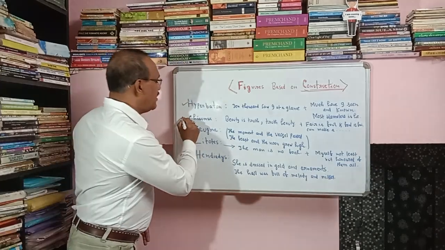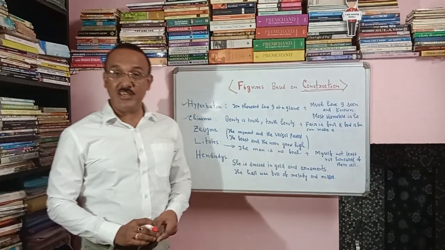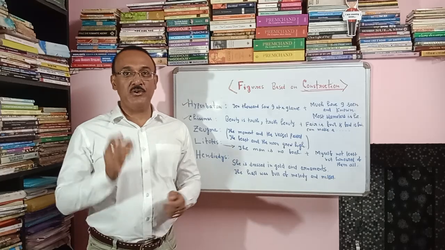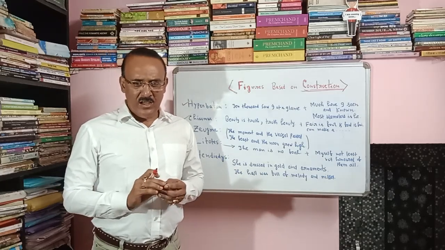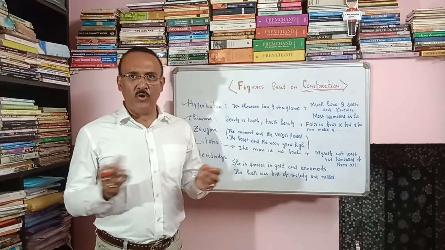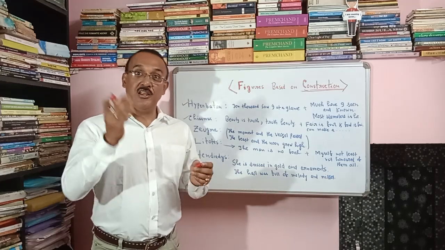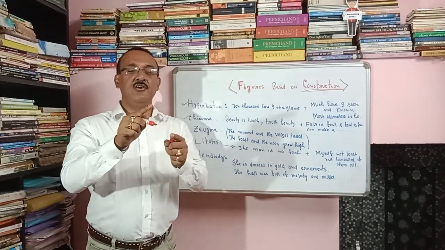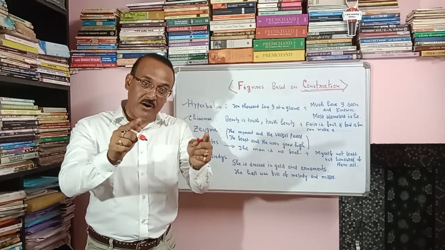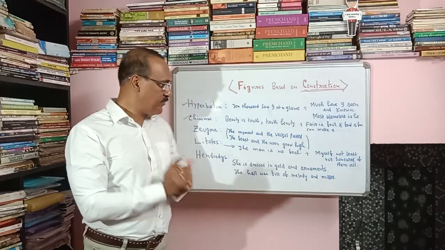Then comes chiasmus. What is chiasmus? Chiasmus is a figure of speech in which there is an inversion in the order of words or phrases when repeated or subsequently referred to in the same sentence.